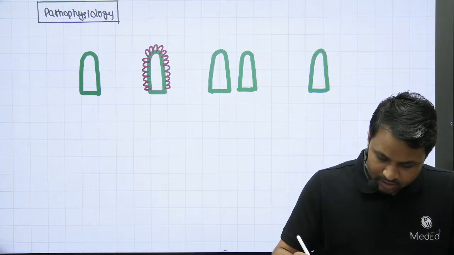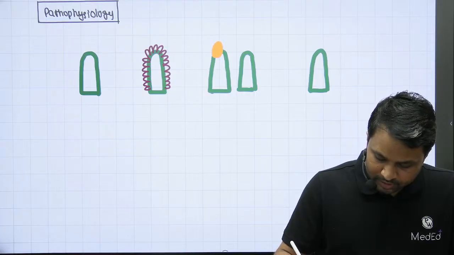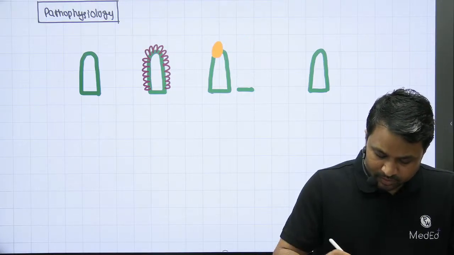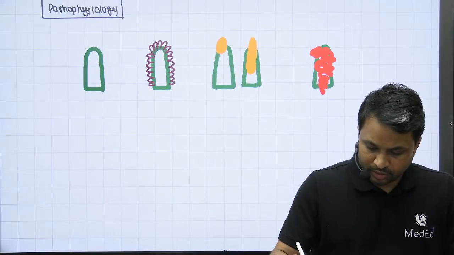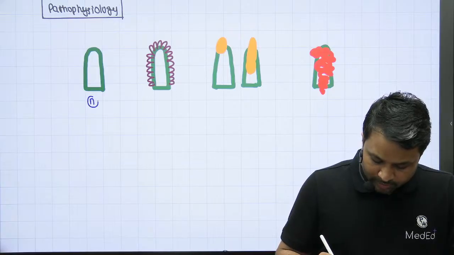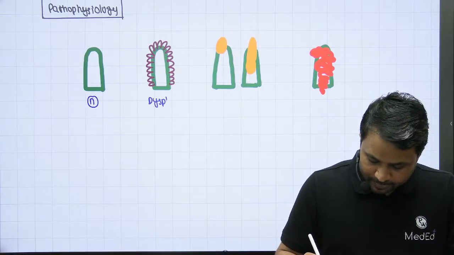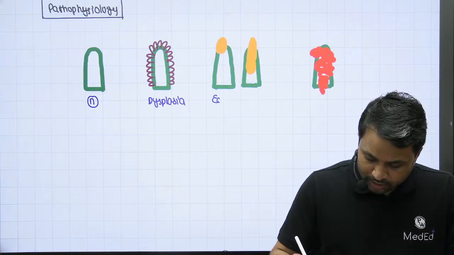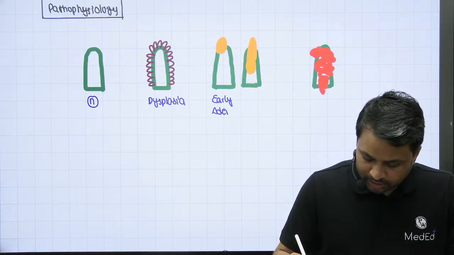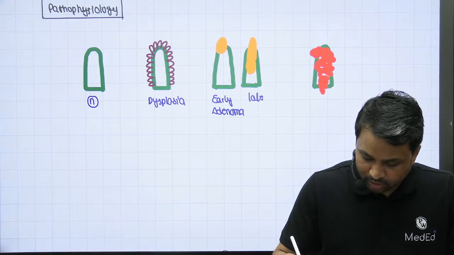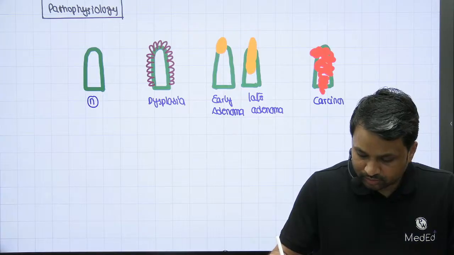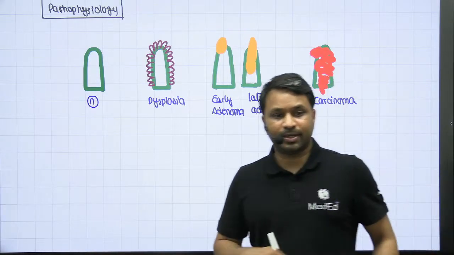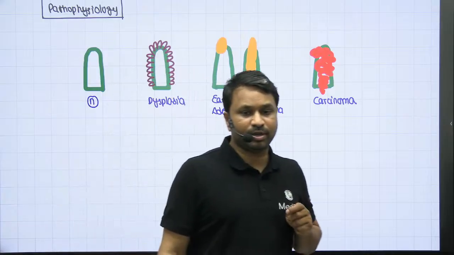Now from the dysplasia it is going to form an adenoma. This is a late adenoma. From there it is going to become carcinoma. This is the journey that you need to understand. From a normal colonic epithelium to dysplasia, from dysplasia to early adenoma, from early adenoma to the late adenoma, and from the late adenoma to carcinoma, right? So normal, dysplasia, early adenoma, late adenoma, and eventually carcinoma.